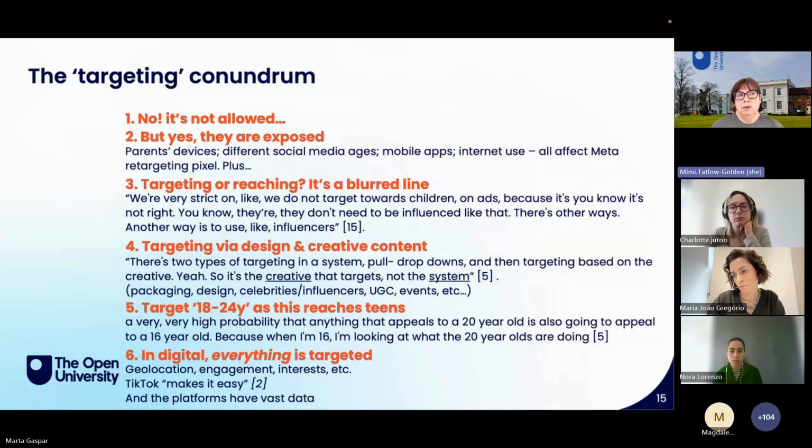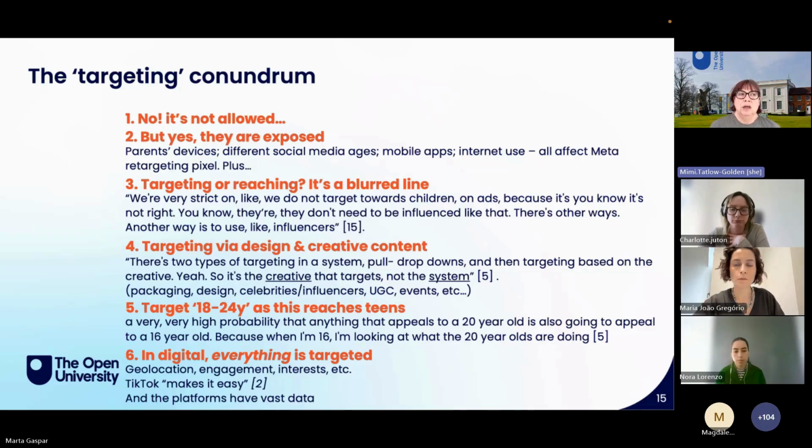They kind of went back and forth on this a lot. First, they said, absolutely, we are not allowed to target, so to select an under 18 age from a drop-down menu in a social media targeting selection. But then they would say, but yes, they're definitely exposed. And apart from anything else, I know this because my own child comes to me with all of these requests that I know nothing about even though I work in advertising. And so they say it's not just parents' devices or the fact that children may have different social media ages, but also mobile apps and all kinds of different elements of their internet use that will affect what they were describing crucially as the Meta retargeting pixel, meaning that content gets directed to them if they're in any way in a network where people have been using these devices.